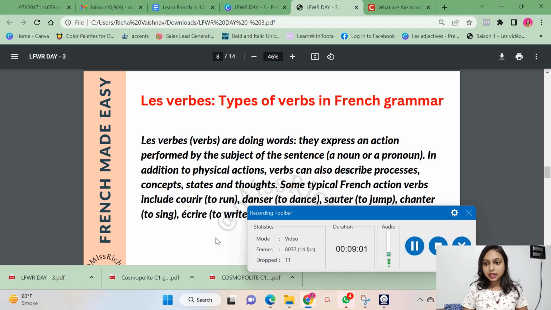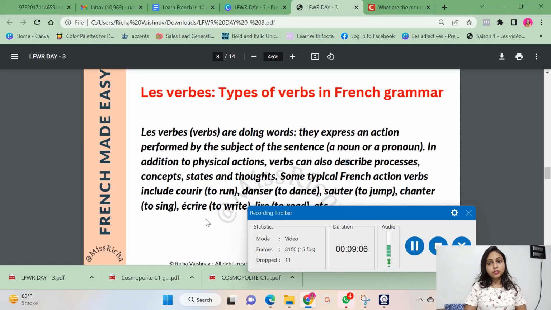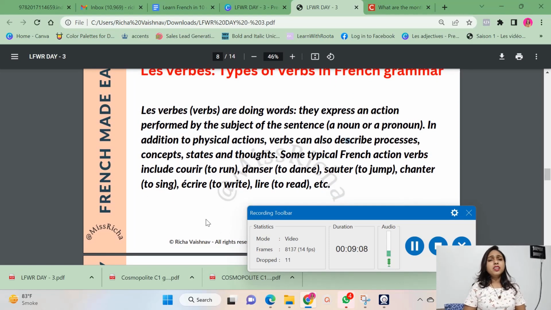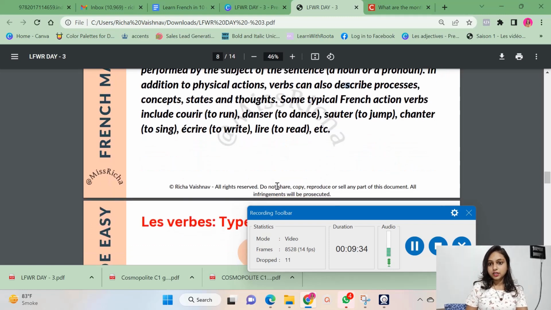Yeah, sorry, I'm back. So yeah, the physical activities, concepts, states of mind, thoughts, everything. Everything that you do is a verb, right? So some typical French action verbs include, repeat after me, I have just listed a few random verbs. Courir, which means to run. Danser is to dance. Sauter is to jump. Chanter is to sing. Écrire is to write. Lire is to read. All right.